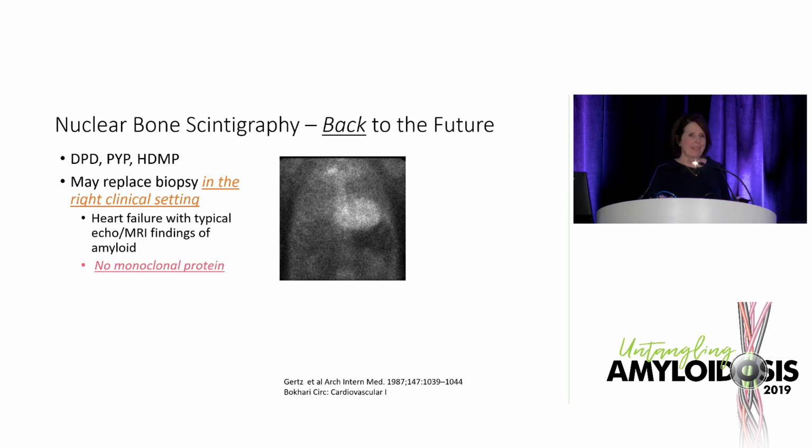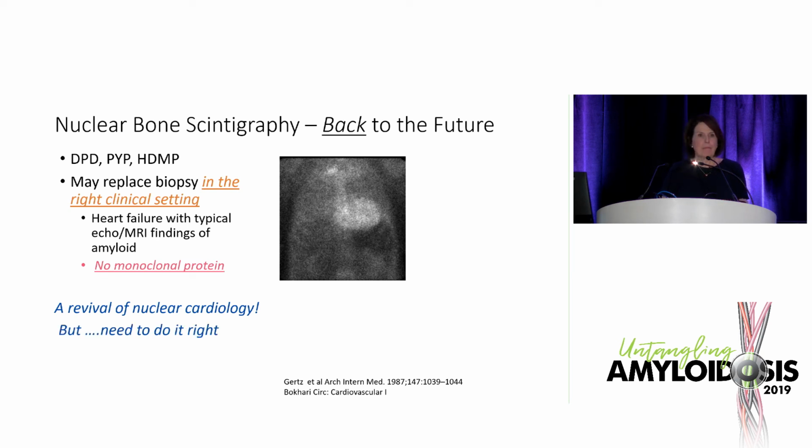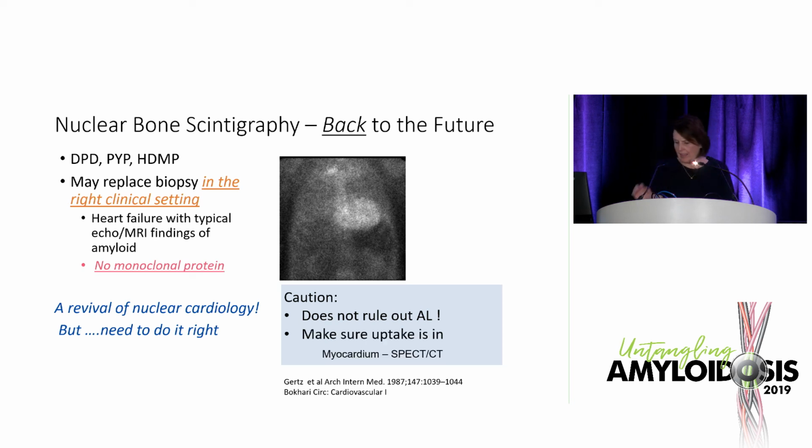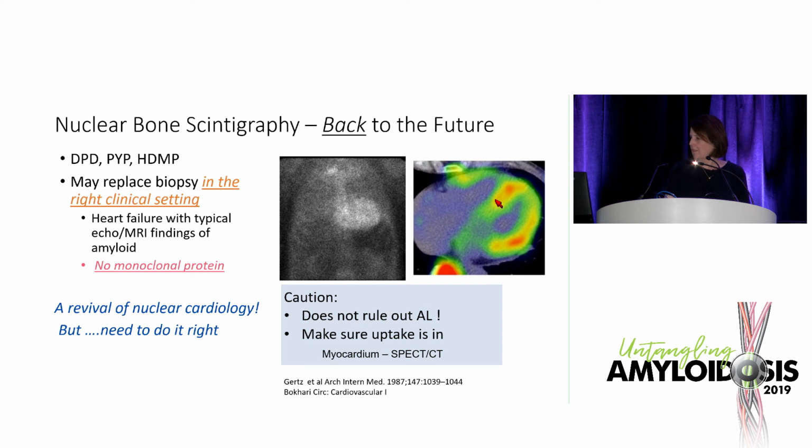So PYP scanning is really an important new tool, but it also raises some significant concerns. It's been a revival of nuclear cardiology. Technetium pyrophosphate lights up basically in the hearts of patients with amyloid, especially TTR amyloid. But one of the challenges is that some people, cardiologists especially, have missed the memo that you have to exclude AL amyloid when you're doing a technetium pyrophosphate scan. And you also have to make sure that the uptake is actually in the myocardium, not just in the blood pool.